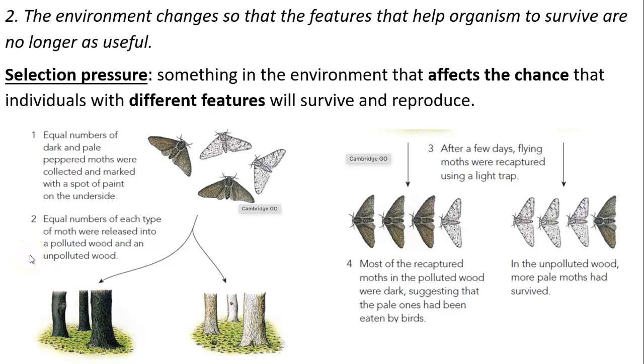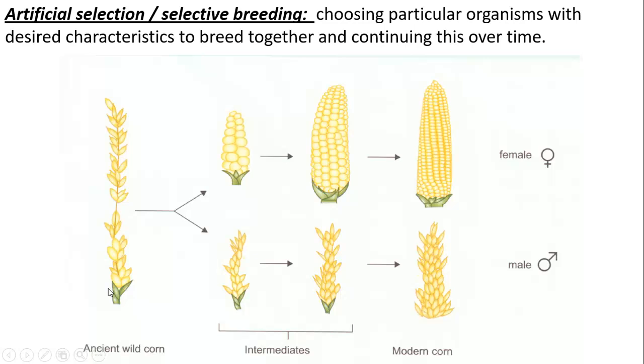And by time, the advantageous feature now changed, and the ones with the dark color were the ones that are naturally selected. Accordingly, they increased in the population more than the white colored moth. Okay, this is all about natural selection.